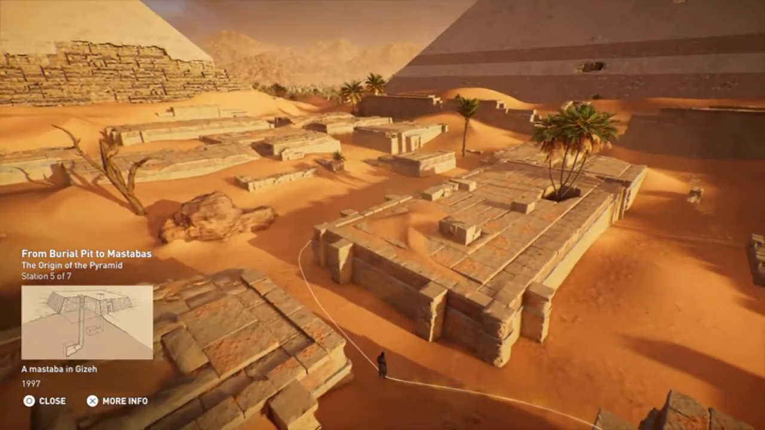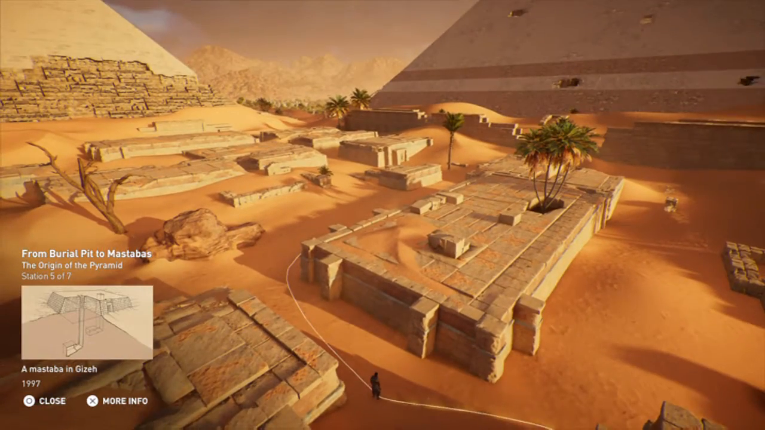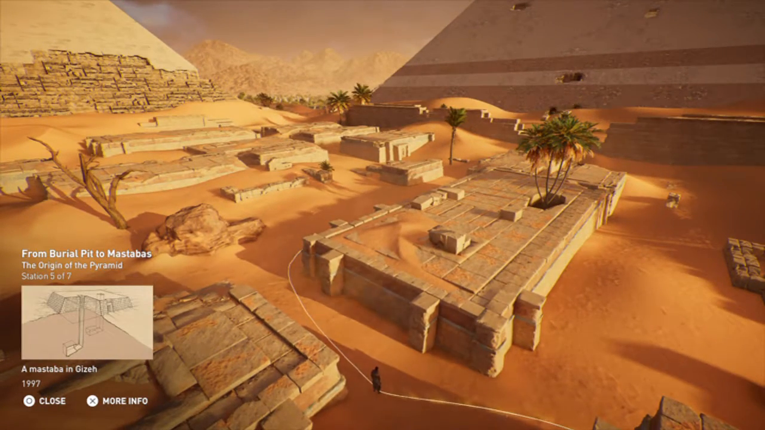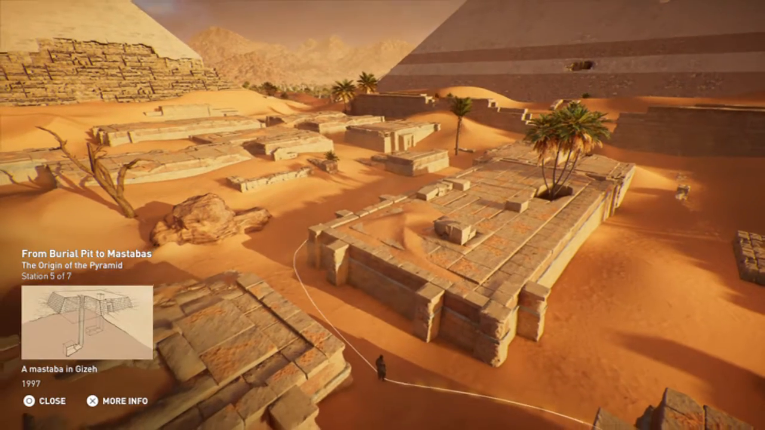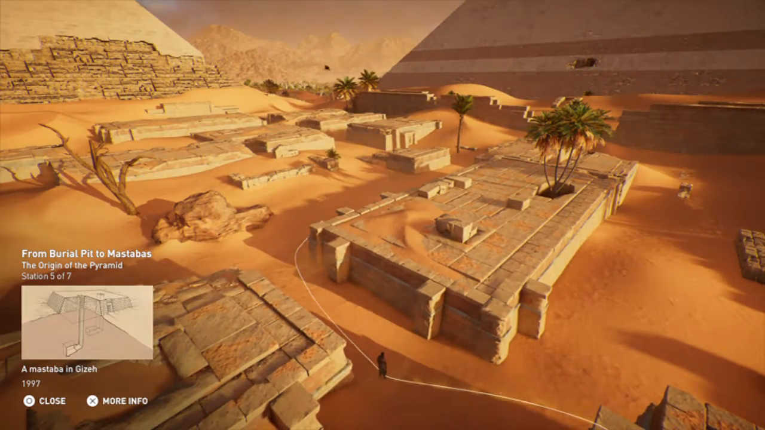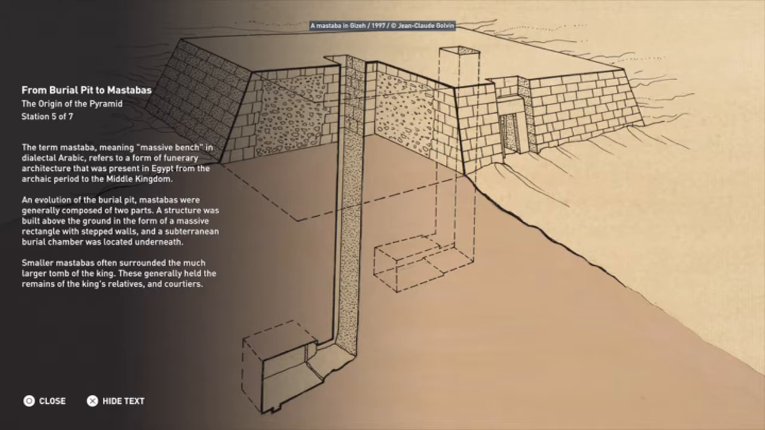The term mastaba, meaning massive bench in dialectal Arabic, refers to a form of funerary architecture that was present in Egypt from the Archaic period to the Middle Kingdom. An evolution of the burial pit, mastabas were generally composed of two parts. A structure was built above the ground in the form of a massive rectangle with stepped walls, and a subterranean burial chamber was located underneath. Smaller mastabas often surrounded the much larger tomb of the king. These generally held the remains of the king's relatives and courtiers.